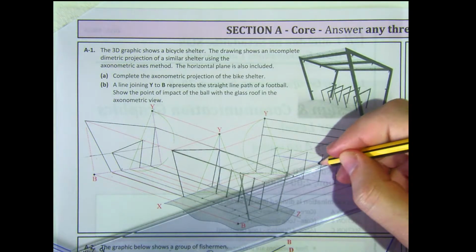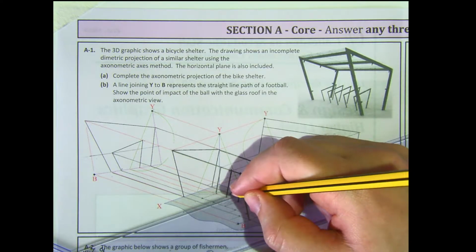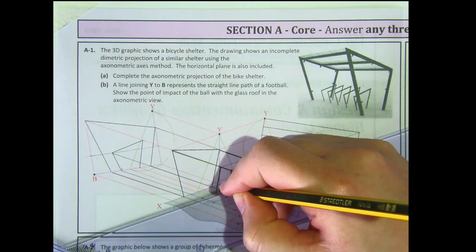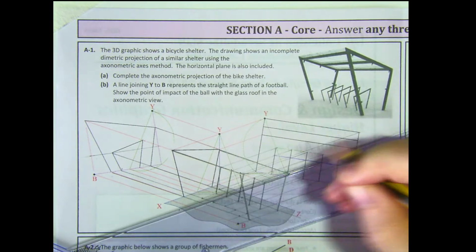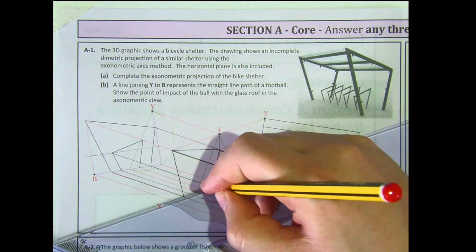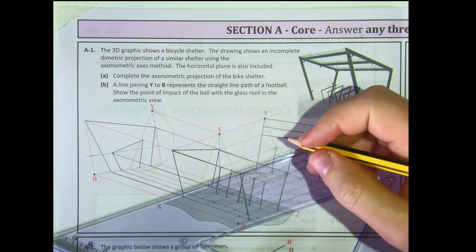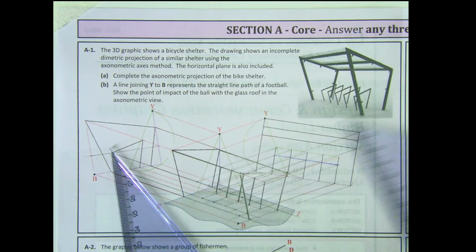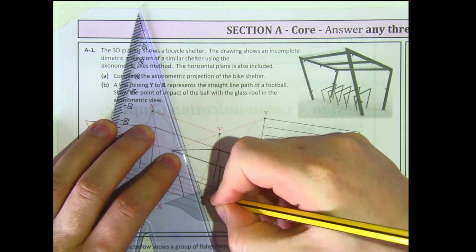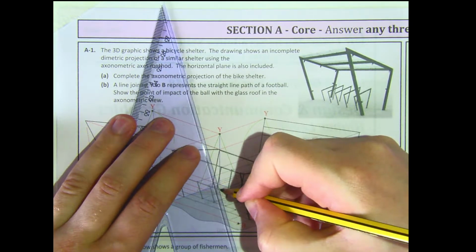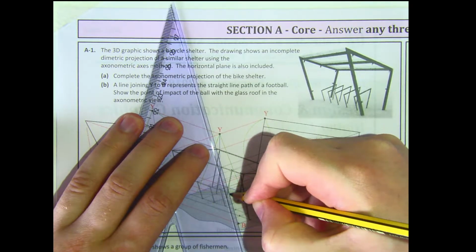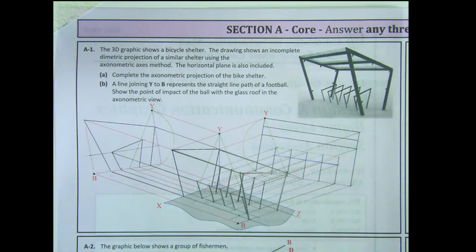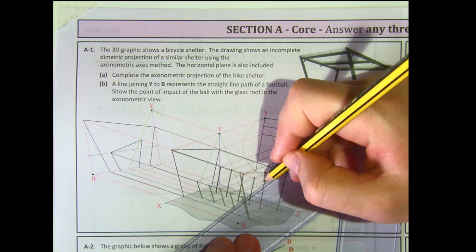Same for the second one. That's this point. Here. And that point. Okay, so we can join the last ones up. So 1, 2, 3, 4, and 5. And then finally we need to put on the top bar. So we already have each point, so this is going to join across.